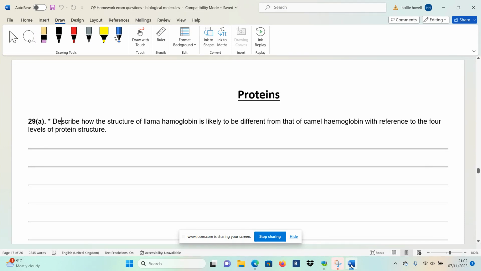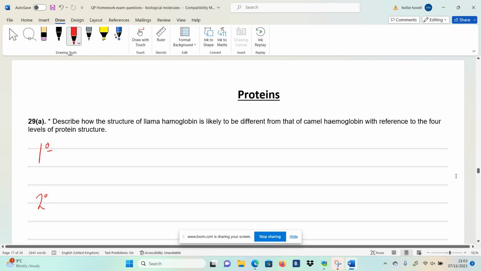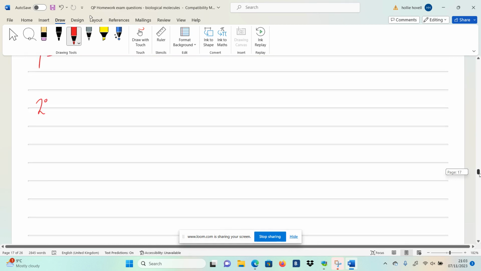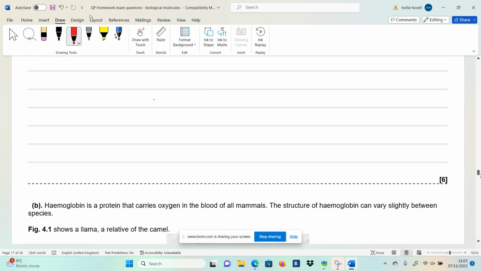The question asks you to describe how the structure of llama hemoglobin is likely to be different to that of camel hemoglobin with reference to the 4 levels of protein structure. So it's basically just a question about the 4 levels of protein structure. We need to know that we've got the primary structure, secondary structure, the tertiary structure, and the quaternary structure. So nice and easy right from the start. We've got the structure of our answer of what we need to include.